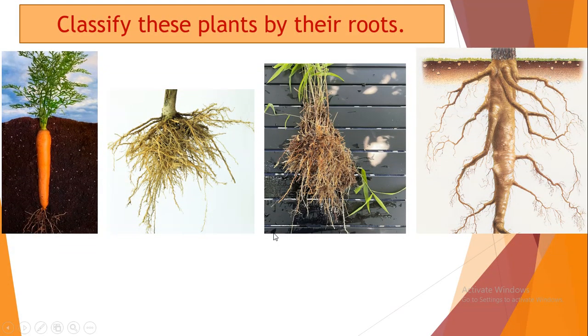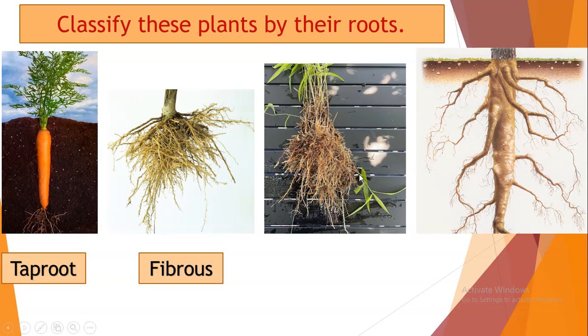For the exercise, classify these plants by their roots. Carrots, taproot. Bravo. What about this root here? Is it a thick single root or roots that spread out over a wide area or in different directions? So, fibrous root. Excellent. This one here is a fibrous root too. This one here is a taproot.